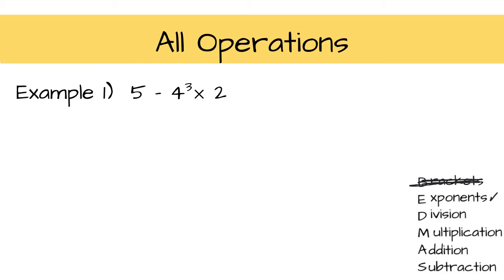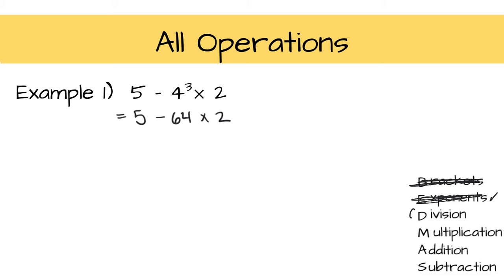Next we're going to do exponents. What's really important is that we're just going to change one thing at a time. So we're going to leave our 5 alone. We're going to focus on our exponent here. We have a 4 exponent 3, which gives us a 64 multiplied by 2. Let's go back to our checklist. We took care of the exponents.